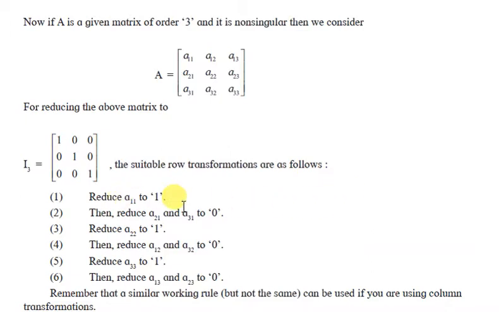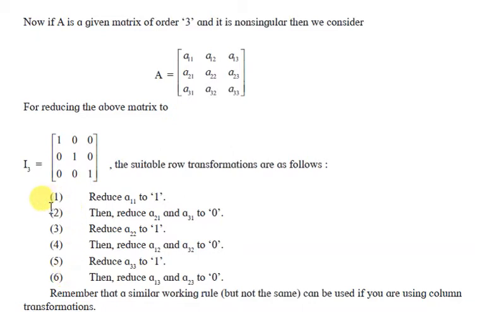Now for that row transformation, first see the steps one by one. If you are clear with all the elements and their positions in matrix A, then we can easily understand all the 6 steps. In 6 steps, the conversion of matrix A into the identity matrix will be done.